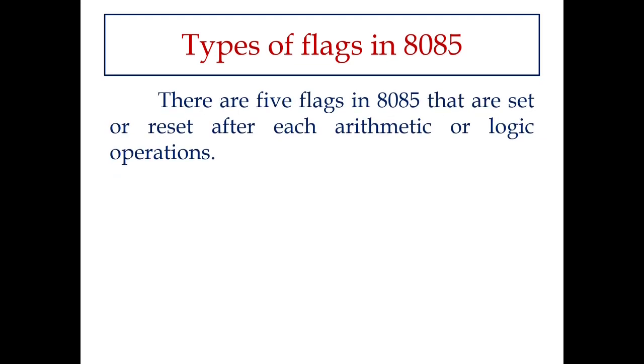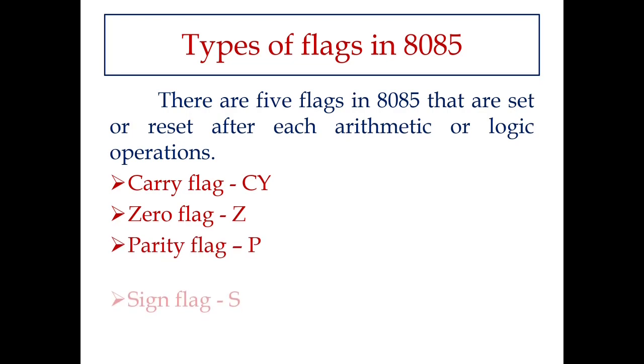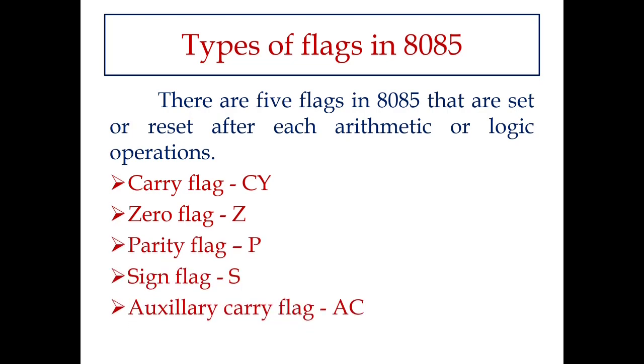Next, let us see what types of flags are available in 8085. There are 5 flags in 8085 that are set or reset according to the result of each arithmetic or logic operation. Those 5 flags are named carry flag, zero flag, parity flag, sign flag, and auxiliary carry flag. Now, let us discuss each flag briefly.